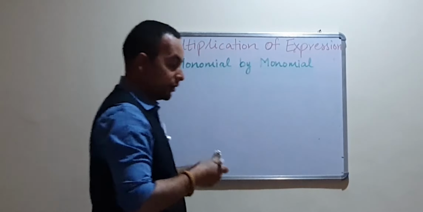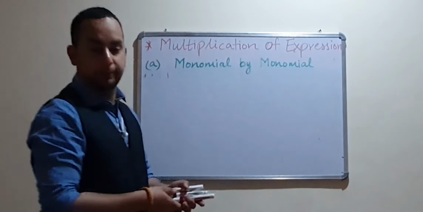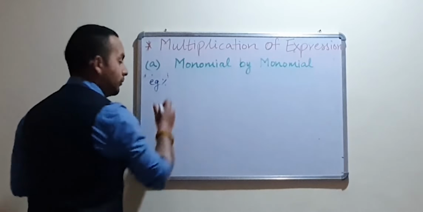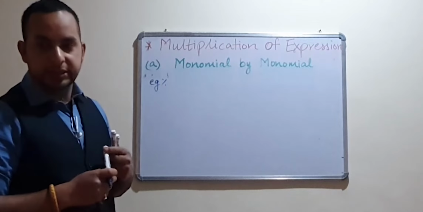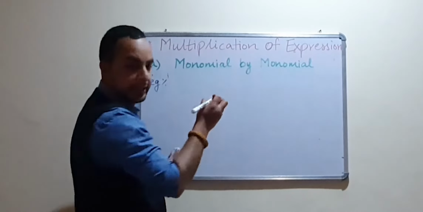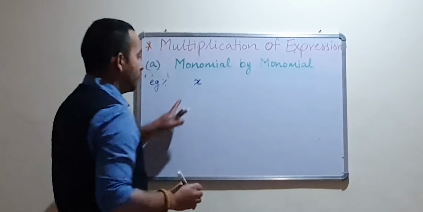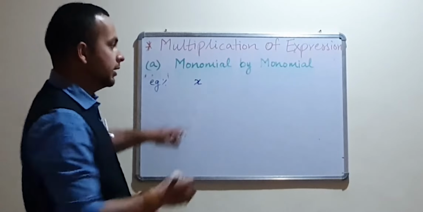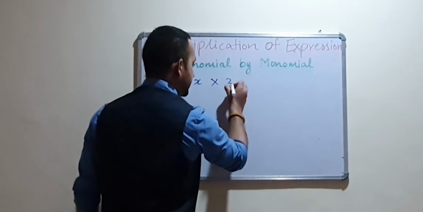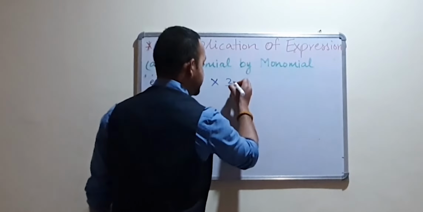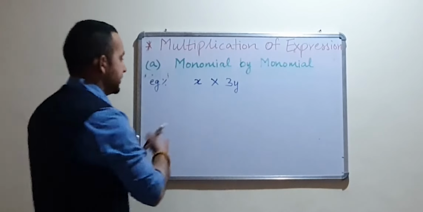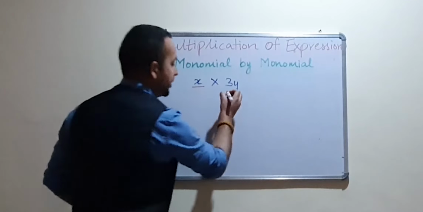First of all, we are going to multiply monomial by monomial. For example, monomial means only one term in an expression. So suppose x is a one term monomial, then we multiply, and then we write another monomial. So x is a one term monomial, 3y is another term.